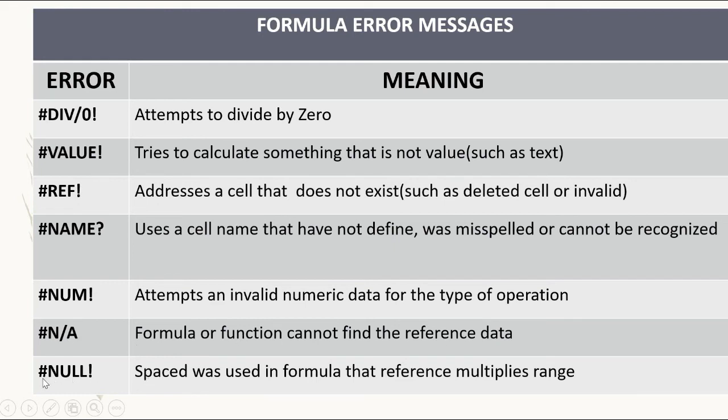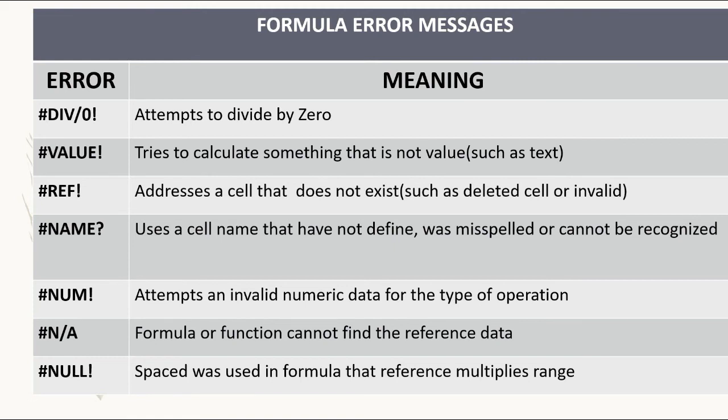And the last one is hashtag null. Space was used in the formula that reference multiple ranges. So, ibig sabihin naman daw, kapag gumawa ka ng formula, for example, equal sign C5 plus B5, nilagyan mo ng mga spacing, so hindi gagana yung ating formula at ang lalabas na error message is hashtag null.